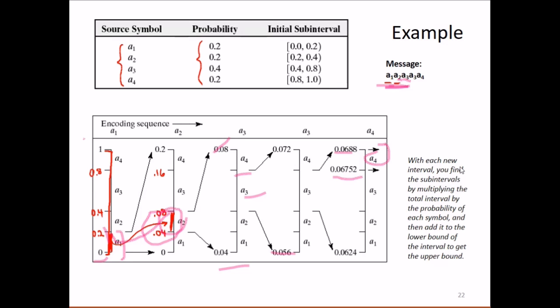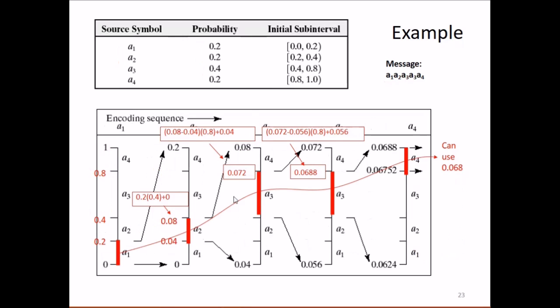So with each new interval, you find the subintervals by multiplying the total interval by the probability of each symbol, and then add it to the lower bound of the interval to get the upper bound, right? Like this. This is A1, this is A2, computed with this value, then A3 computed by this value, A3 again computed again, then A4 computed again, and this is the mid value. So we can use this 0.068 as the value of our choice, right?